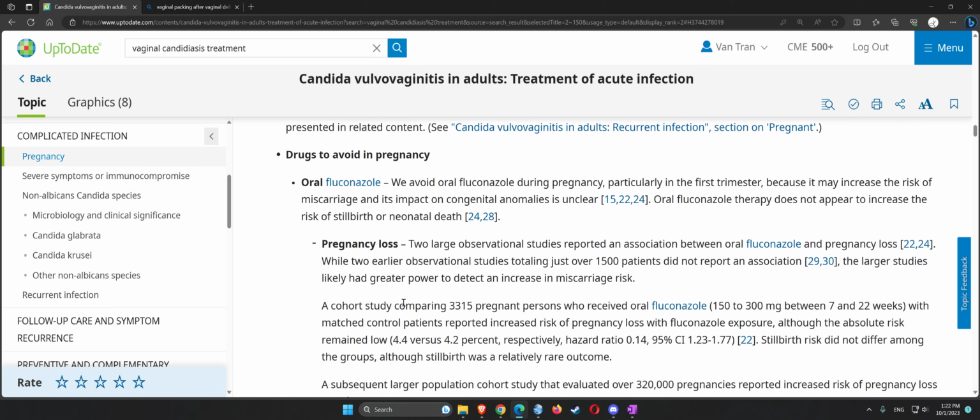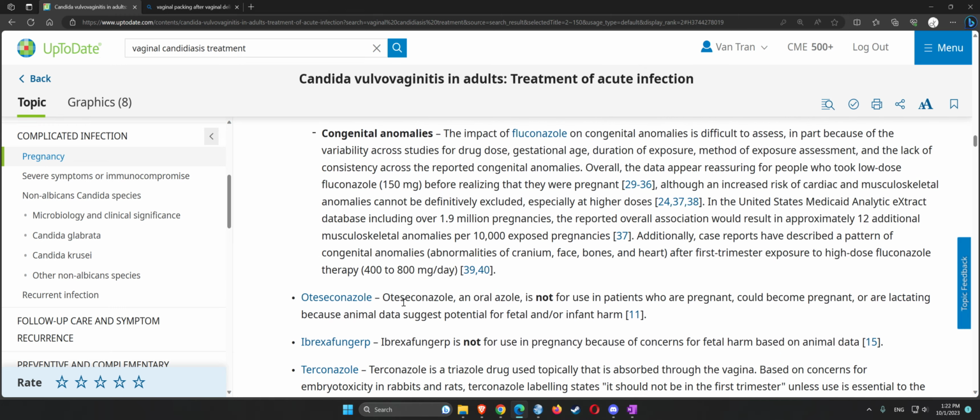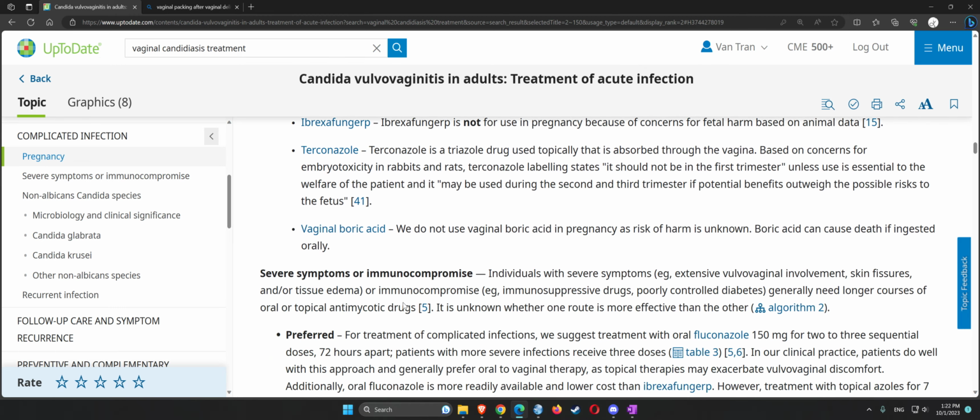So for complicated, doctor, how do you diagnose? I think you mentioned recurrent BV and recurrent yeast. How do you diagnose those? What are your criteria? And when do you call someone having recurrent yeast and recurrent BV? Yes.